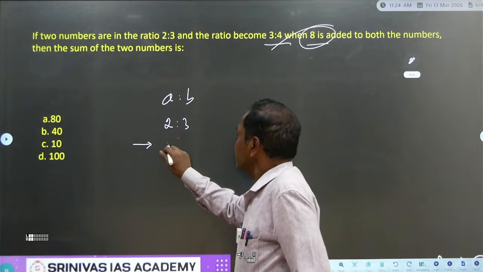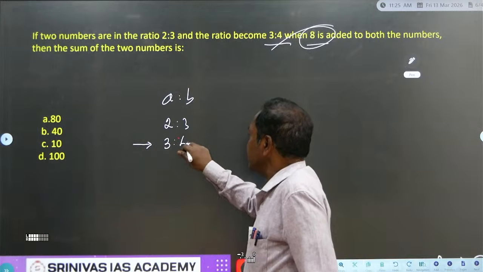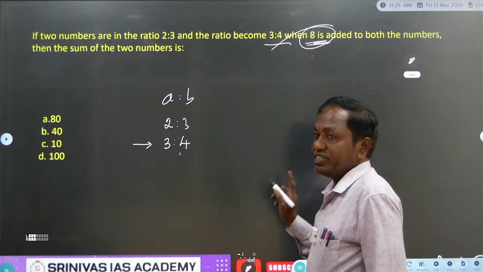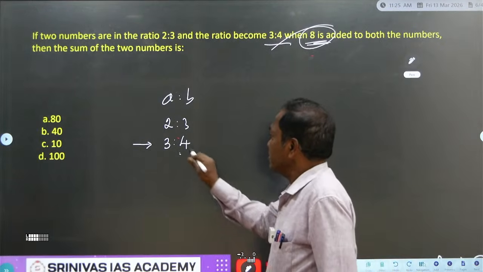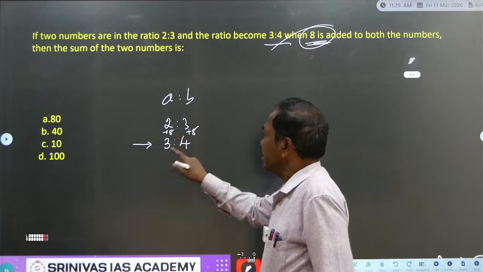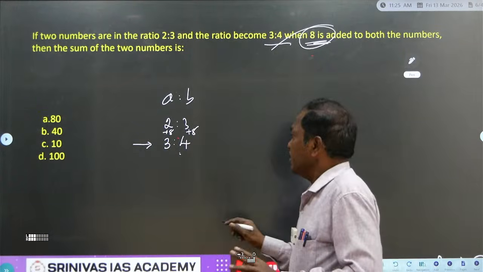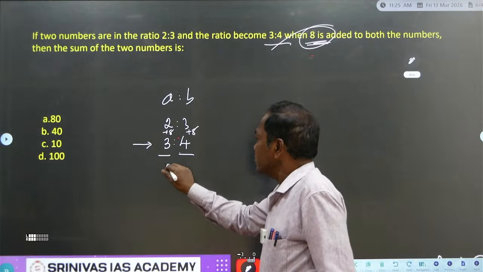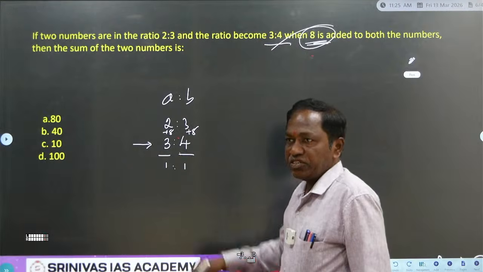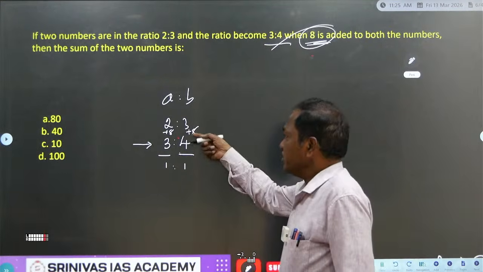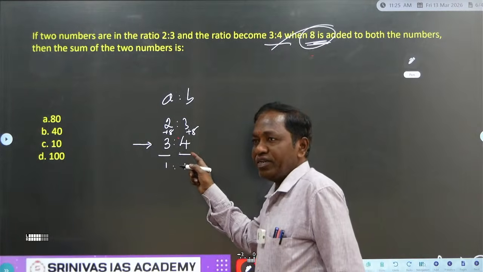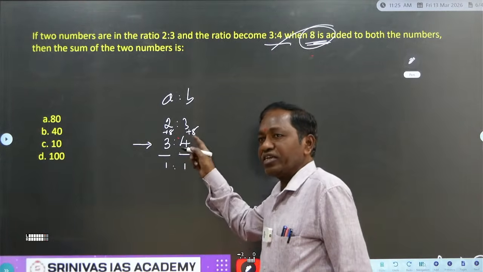The ratio becomes 3 is to 4 when 8 is added to both the numbers. When is it added to both the numbers? It means plus 8, and that becomes 3 is to 4. What is the change in the ratios? 2 becomes 3. So the change in the ratio is 1. When the 3 becomes 4, the change in the ratio is 1. When is this possible? When 8 is added to both the numbers.